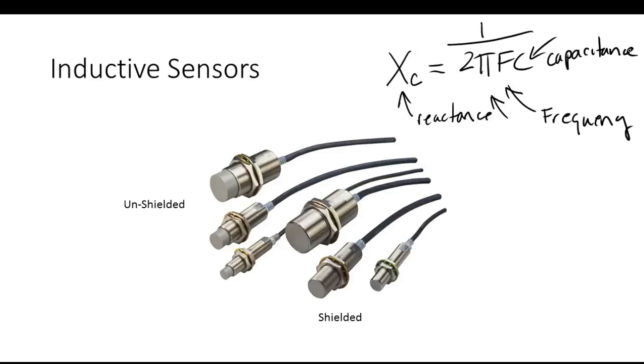But what we got in that equation is we got that dang F right there. What is that? Frequency. So what does that mean? It means that the opposition of a capacitor changes with frequency.